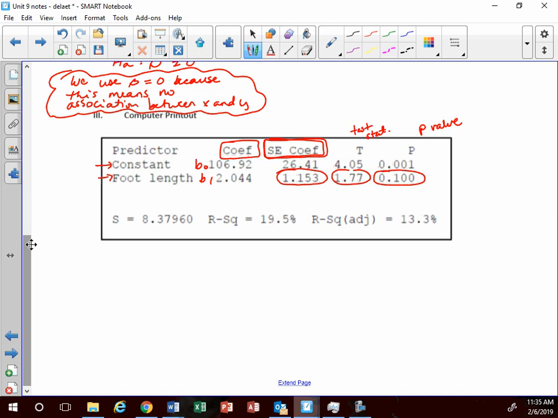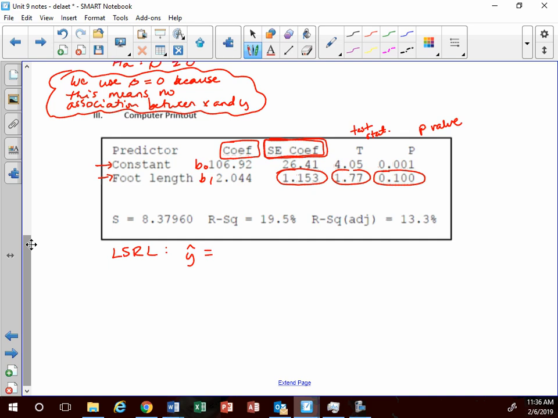We've talked about r squared before. R squared adjusted you're not going to use. Let's write our least squares regression line from this computer printout, okay? We don't actually know what both of our variables are here. We know we've got foot length, but we have no idea what we're trying to predict from foot length. So I'm just going to use a y hat.